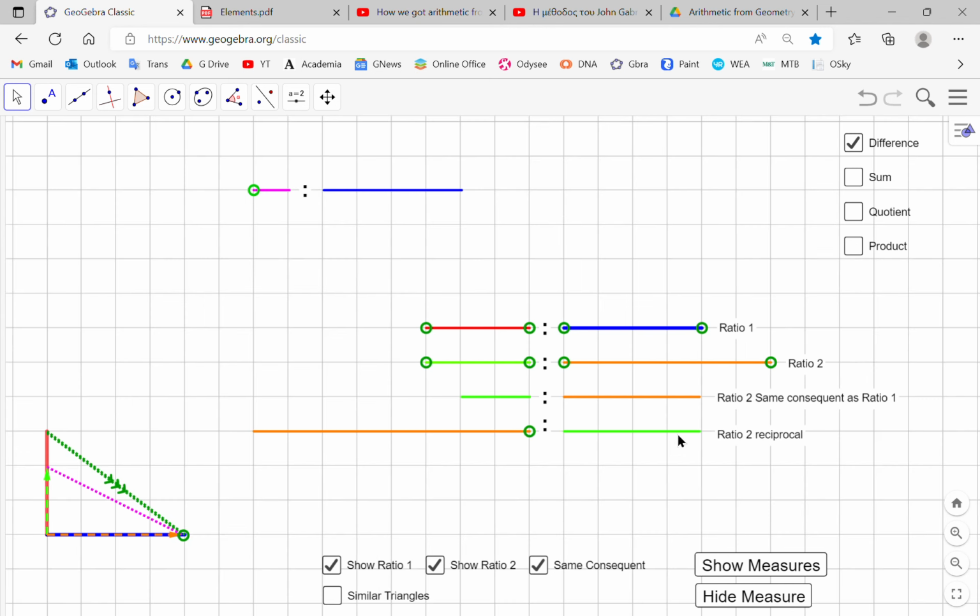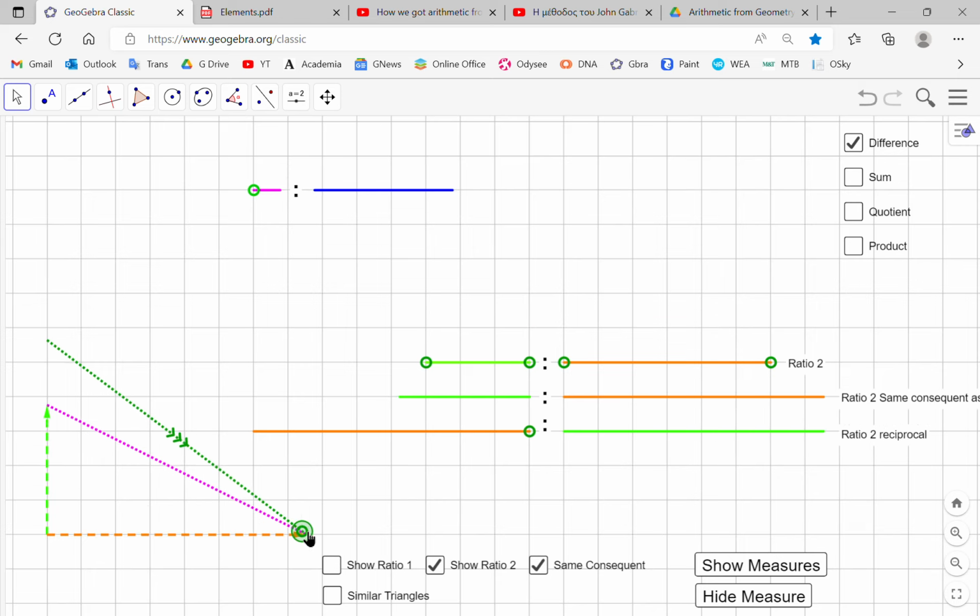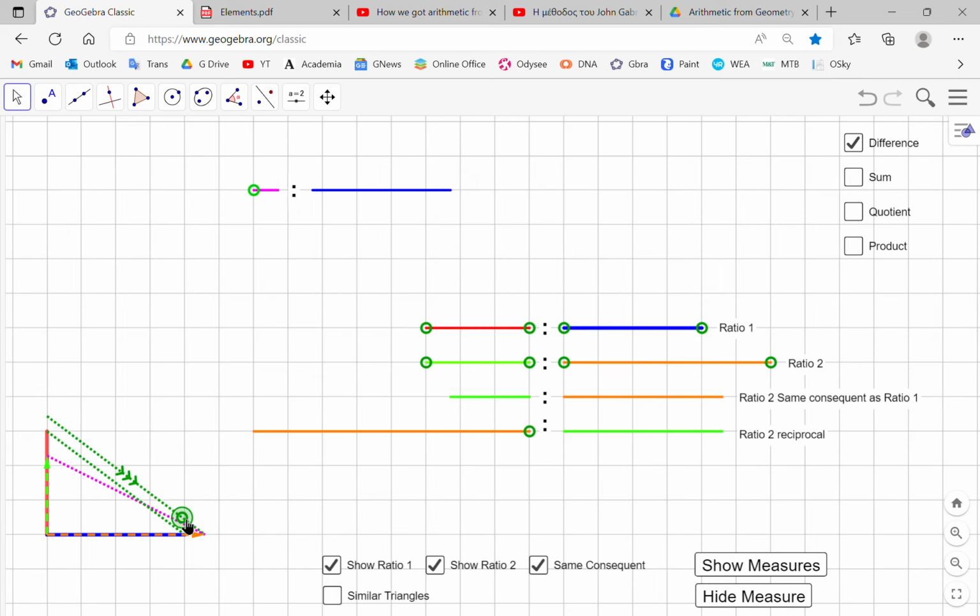Right. So now they have the same. So to get this second ratio, which was like that, see, to get this second ratio here to have the same consequent as the first ratio, which is this blue line, we have to move this parallel line. So now that is the new ratio, isn't it?